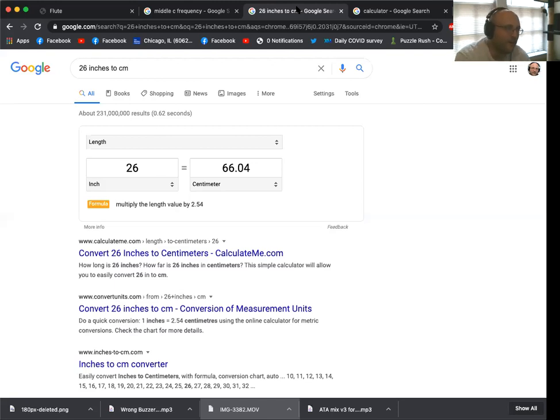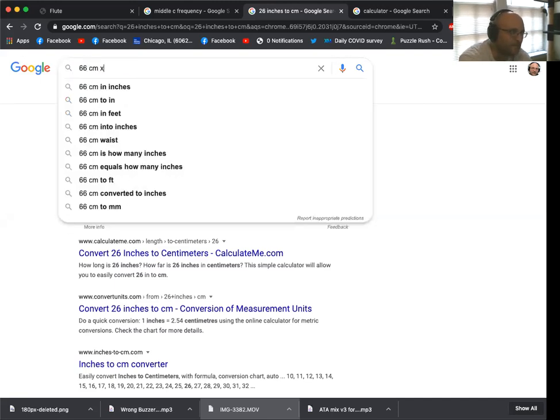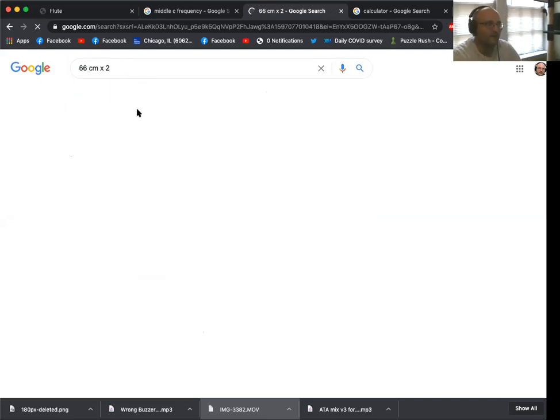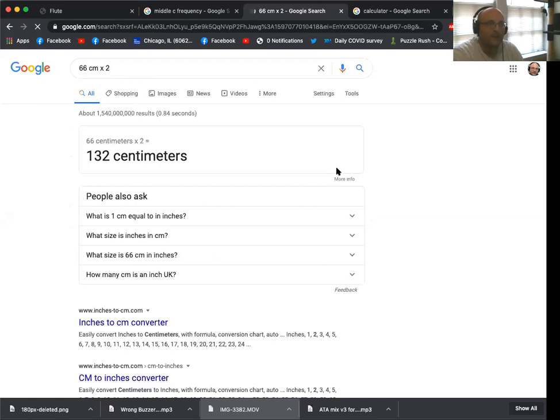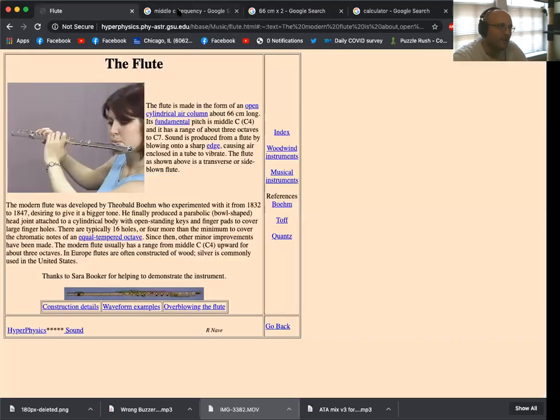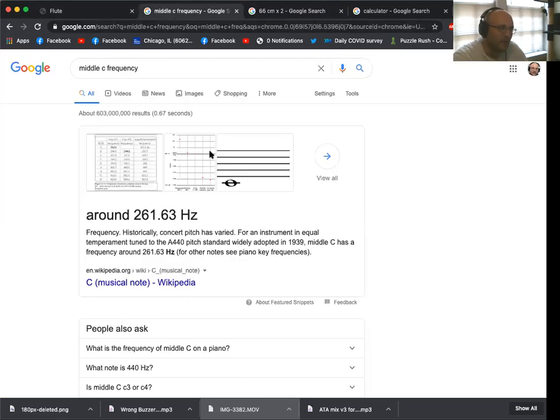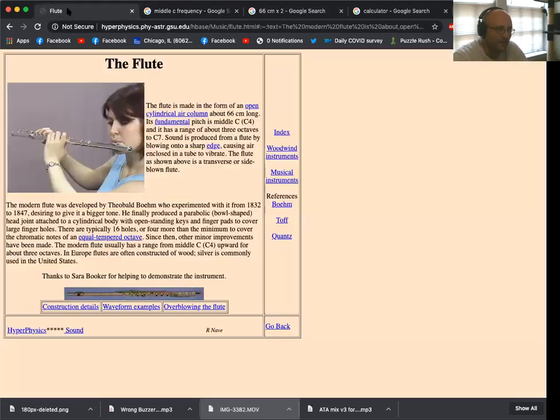Now, if I double that, I just multiply that by 2, I get 132 centimeters, which you'll recall I got 131 centimeters for the wavelength of middle C. Now, that's no coincidence that the answers are very close to each other. You notice also in my Googling, I confirmed what the frequency of middle C was, and I was looking up all sorts of facts about the flute.